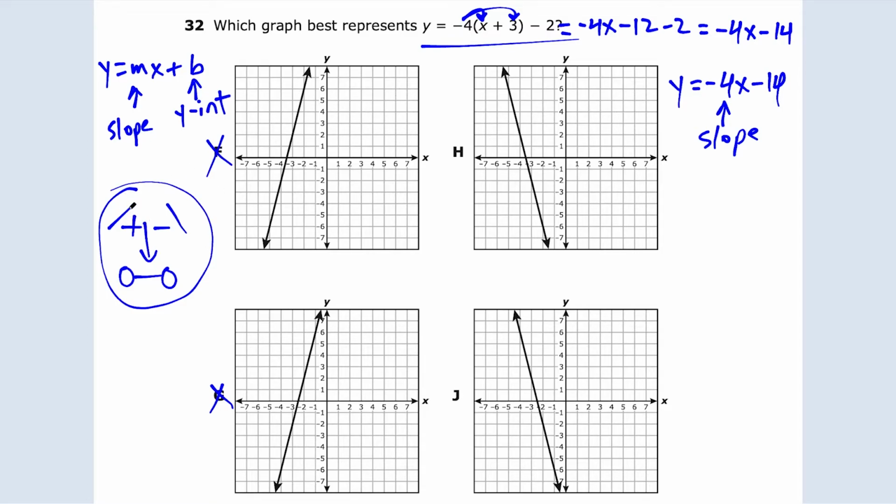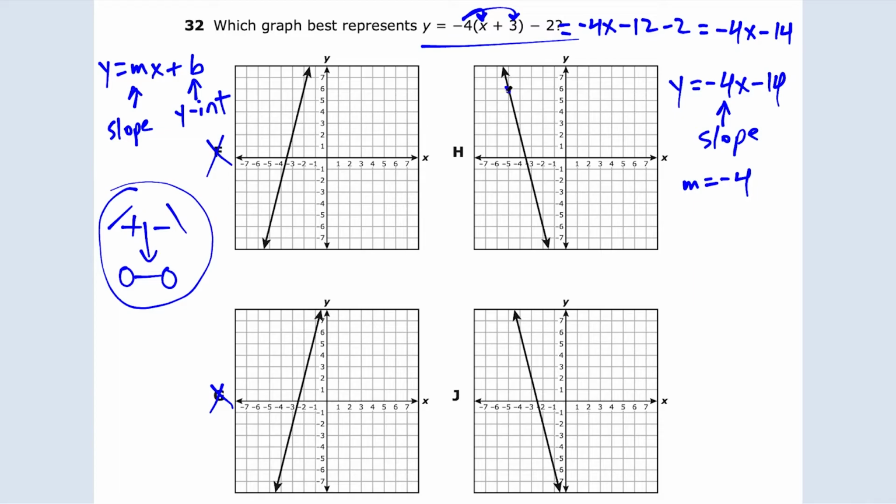So when you have a positive slope, your line goes up. When you have a negative slope, your line goes down. When you have a vertical line, that's an undefined slope. And when you have a horizontal line, that's a zero slope. So slope guy will help you with that. So that's how I know F and G are out, because we have a negative slope. Our slope is -4, so our line should be dropping. So F and G are out. It's down to H and J.